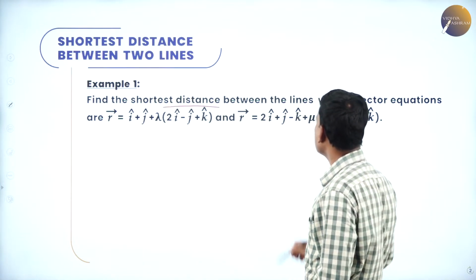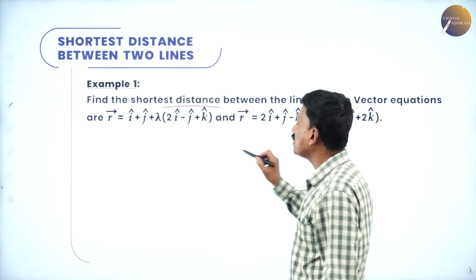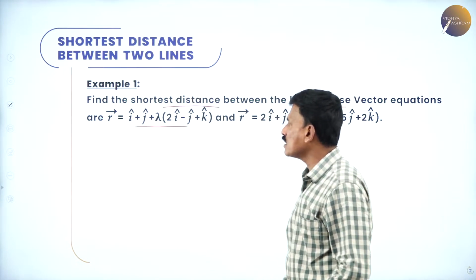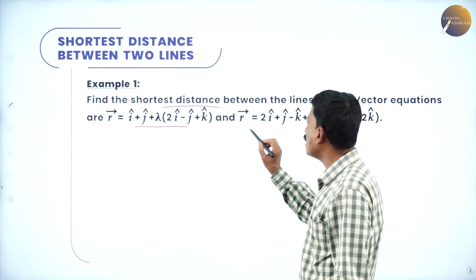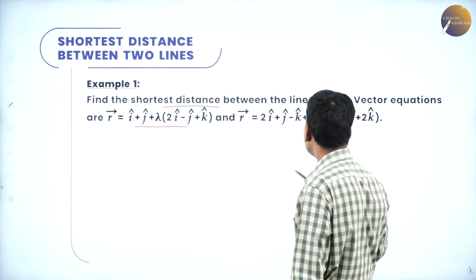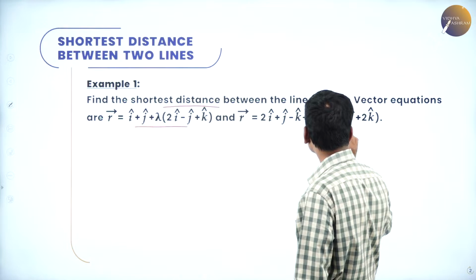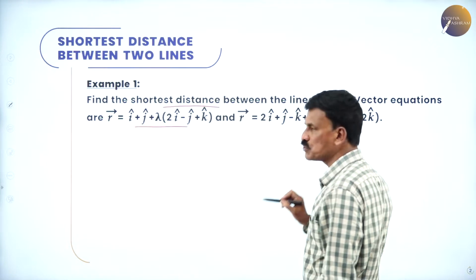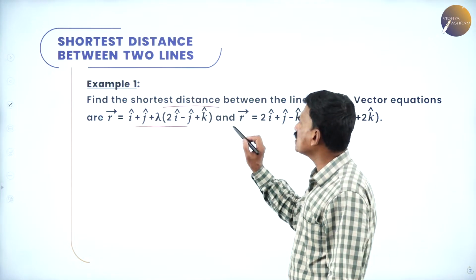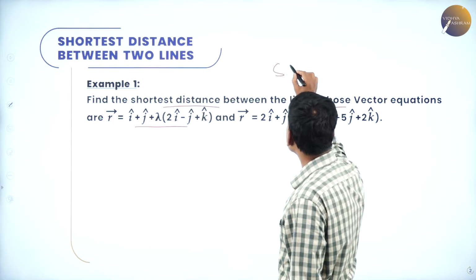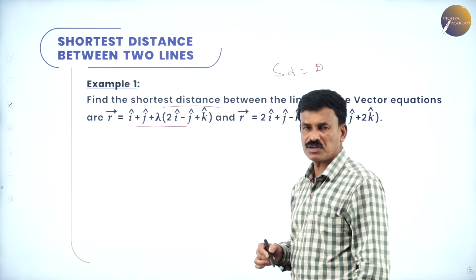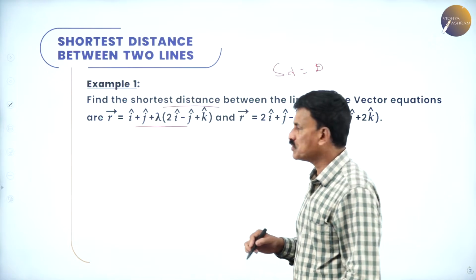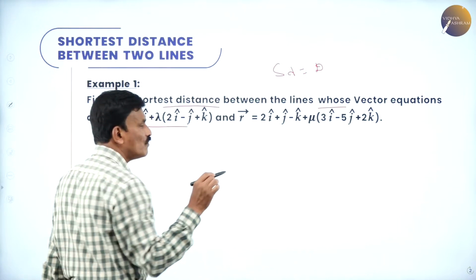Find the shortest distance between the lines whose vector equations are given by vector r is equal to i cap plus j cap plus lambda into (2i cap minus j cap plus k cap), and vector r is equal to 2i cap plus j cap minus k cap plus mu into (3i minus 5j plus 2k cap). What is required? The shortest distance, d or capital D, whatever it may be, for these two vector equations.